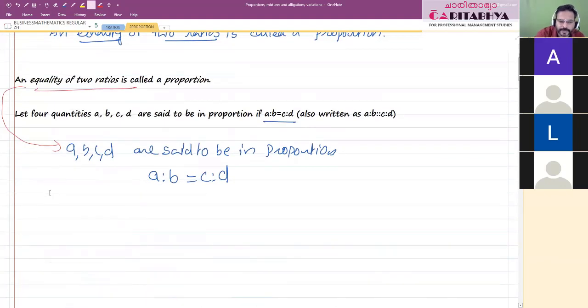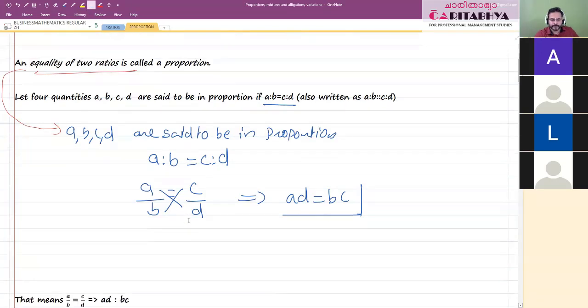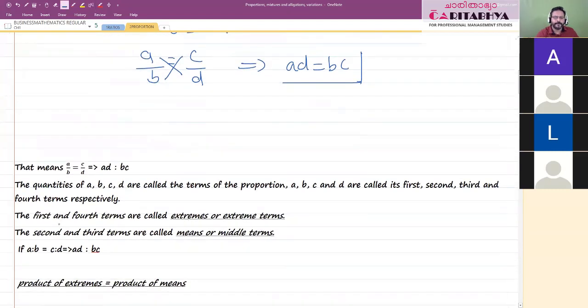So A is to B നമുക്ക് എങ്ങനെ എഴുതാം? A divided by B equal to C divided by D. Cross multiply എന്ത് വരും? That implies AD equal to BC. A is to B equal to C is to D, that implies AD equal to BC. That means A by B is equal to C by D, that implies AD equal to BC. The quantities A, B, C, D are called the terms of the proportion.